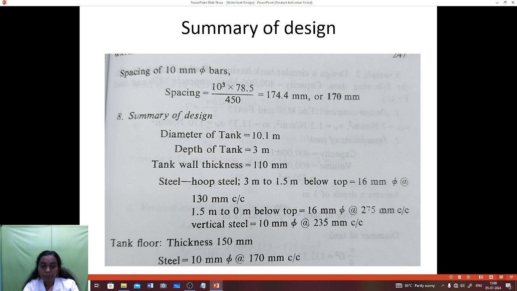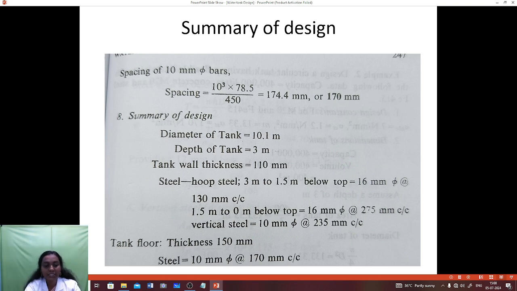And we last find the vertical steel. Vertical steel is 10 mm diameter at the center of 235 mm. Now first I explain the top of the bar: the spacing is 275 mm, and below, at ground level, it is 130 mm. The spacing is less at the bottom; at the top the spacing is high.